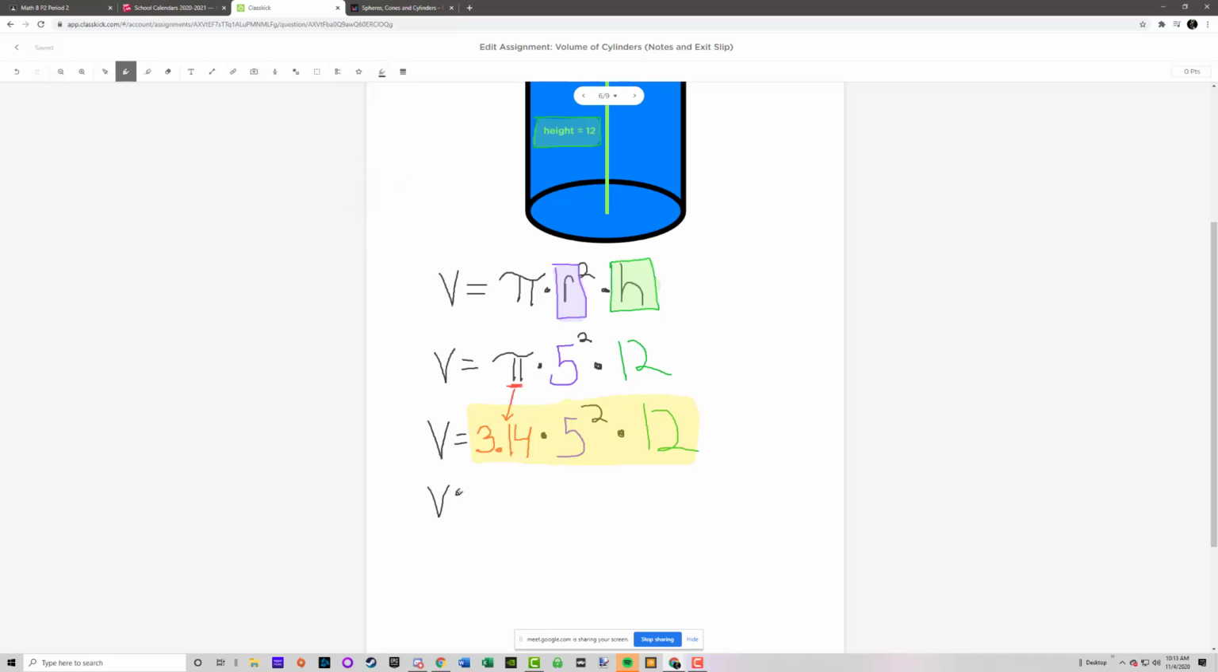And so I need to warn you. Remember, 5 to the power of 2 is not 5 times 2. If you put that 5 to the power of 2 is 10, that is going to be incorrect. Yes, it is 5 times 5, which is 25. So 5 to the power of 2 becomes 25. And then let's just bring down everything else: 3.14 and 12.